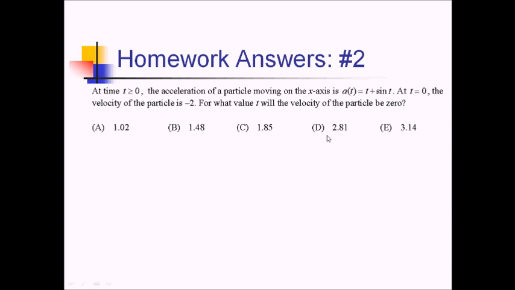So let's start by getting our velocity function. That'll be the antiderivative of a of t. So we'll use a little diff EQ here to get this. So a of t antiderivative is v of t.